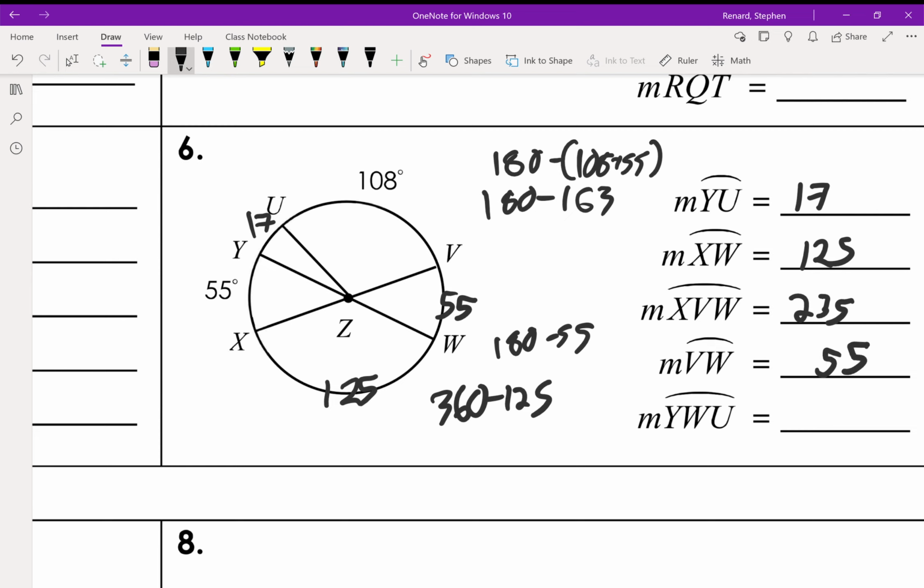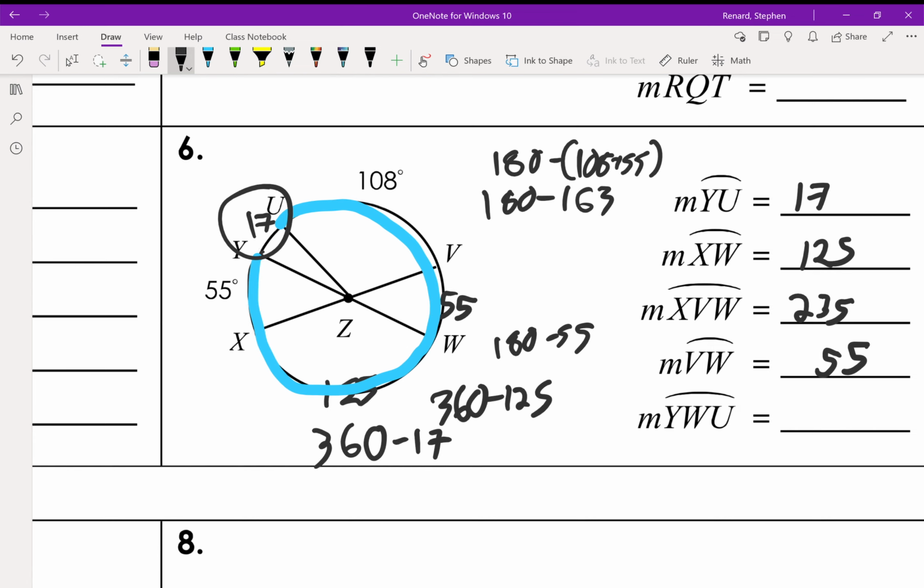And ywu, again, that means we're going to start at y, go through w, all the way to u, and again, the only part of the circle we're not covering is this, so we're going to go 360 minus 17, and we're going to get 343 degrees. Okay. Technically, I should have a little degree sign on all of those.